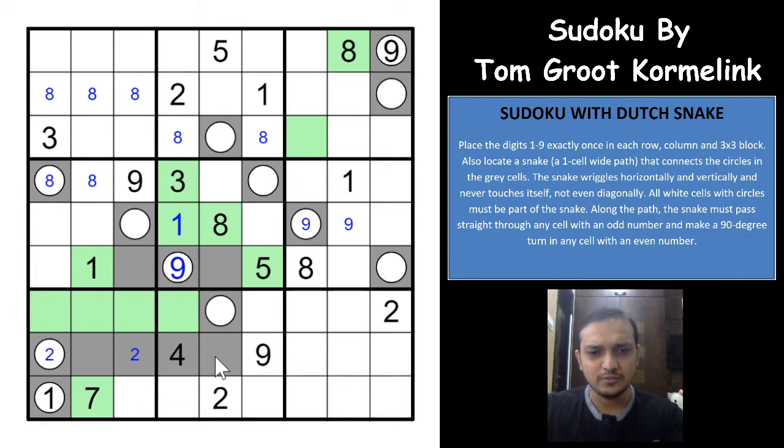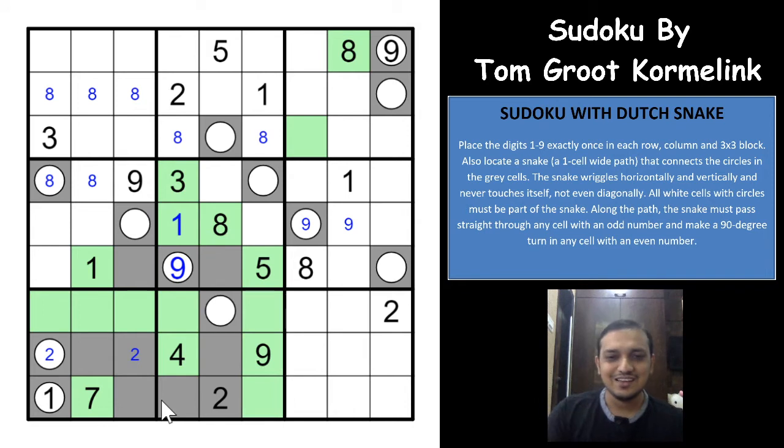So this is not a snake cell, and this is a non-snake cell, so the snake cells would have to be this, this and this, and because this is an even number, this snake path has to turn, and this would have to be a turn here. Excellent logic, guys, excellent logic. Just because of the 1 here, you are getting so much, right? Excellent start to the Sudoku, I would say.